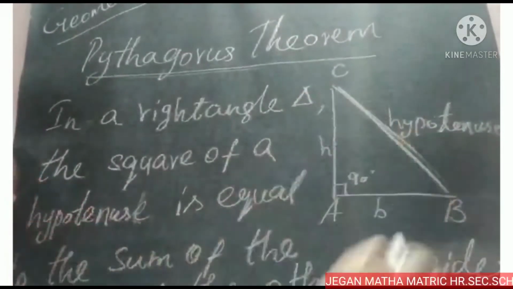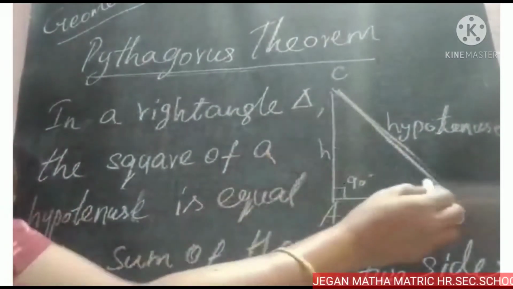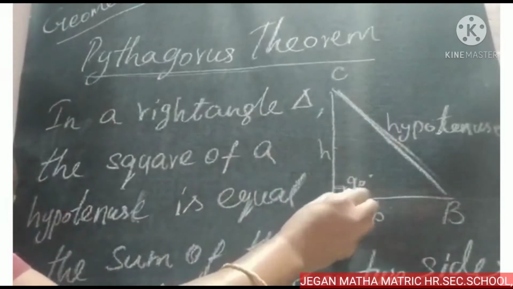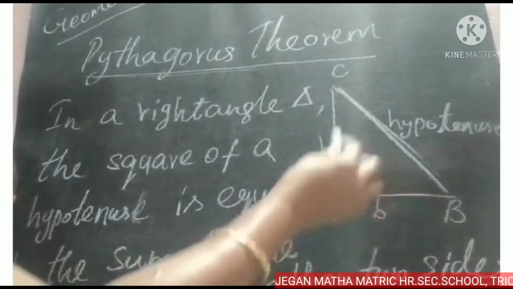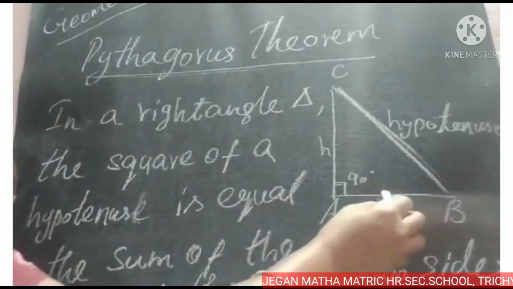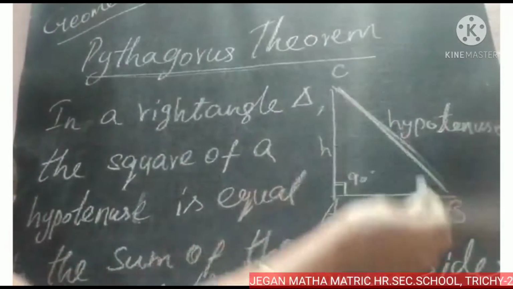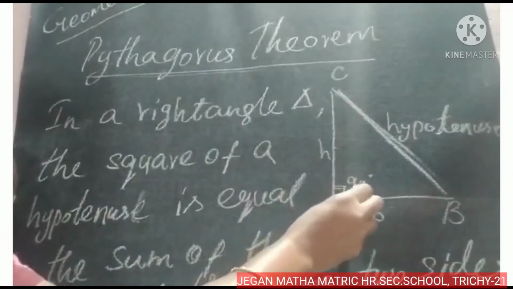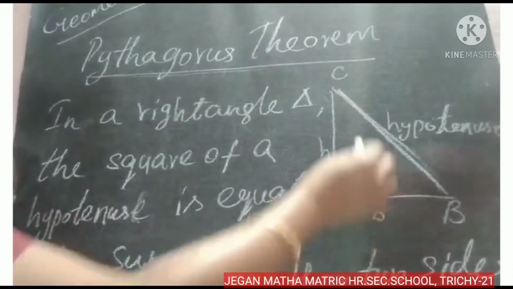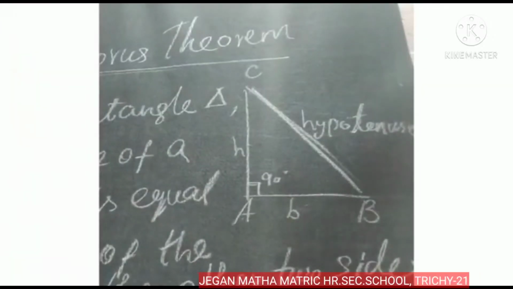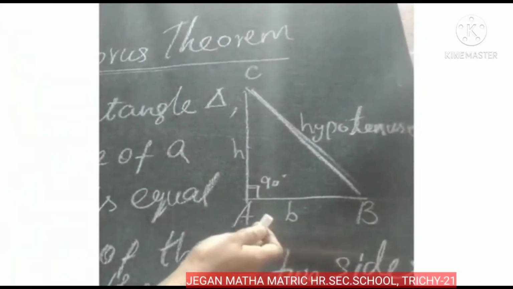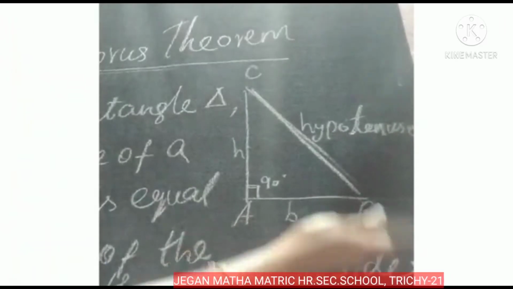Now let us see the triangle, a right angle triangle. This is a right angle triangle. In this, totally 3 sides are there. In a triangle, totally 3 sides and 3 angles are there. Among these 3 angles, if any one of the angles is 90 degrees, that type of triangle is called a right angle triangle. Now let us take this right angle triangle ABC.